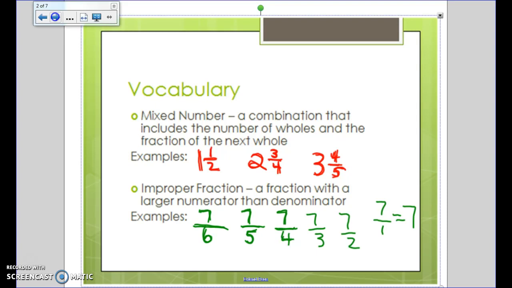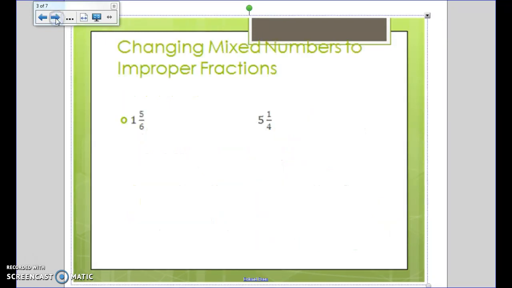So as you can see on every example here, the top number is bigger than the bottom number. Okay, and I didn't have to choose 7. I could have chosen 9/4. That would be an improper fraction as well. Anytime the top number, the numerator, is bigger than the bottom number, the denominator. Okay, and so what we're going to do is go right down to the very fundamentals of mixed numbers today, and we're going to change them to improper fractions.